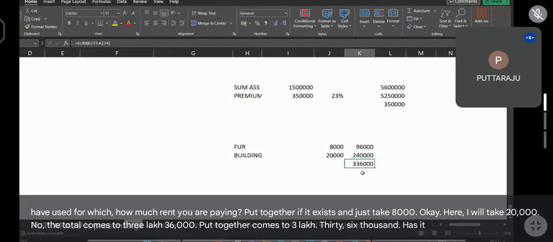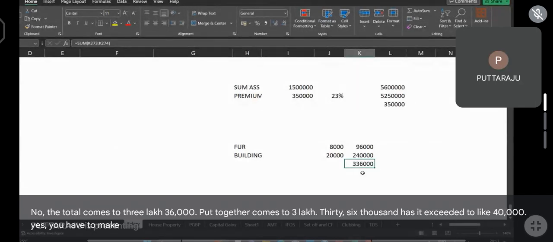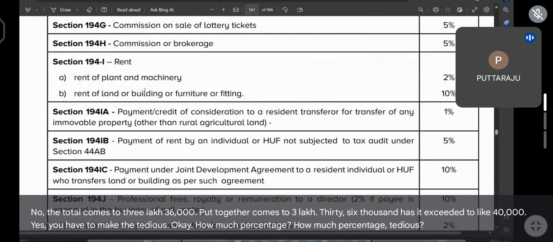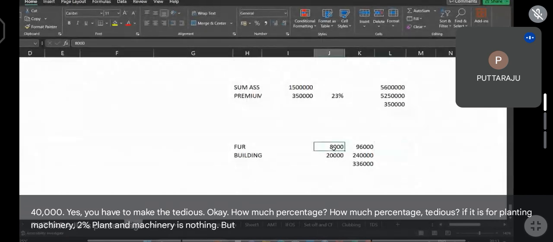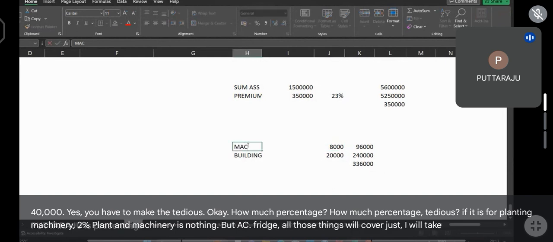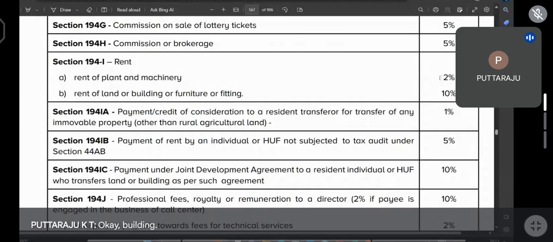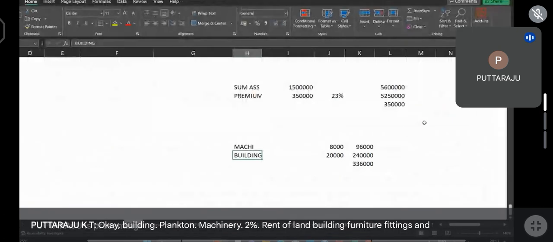Has it exceeded 2,40,000? Yes. You have to make the TDS. Okay. How much percentage TDS? If it is for plant and machinery, 2%. Plant and machinery is nothing but AC, fridge, all those things will be covered. Just I will take machinery. Okay, building. Plant and machinery, 2%. Rent of land, building, furniture, fittings and all, 10%.